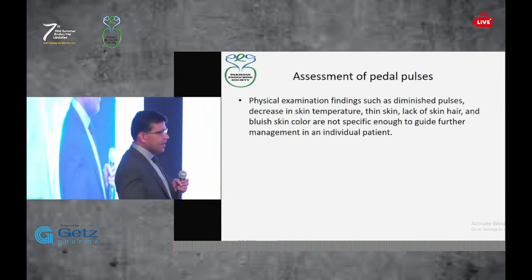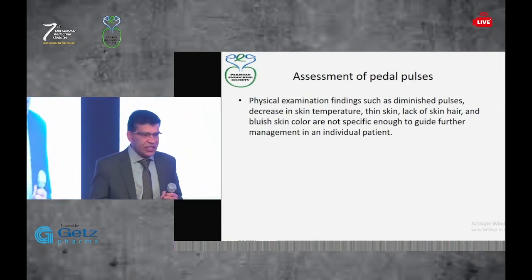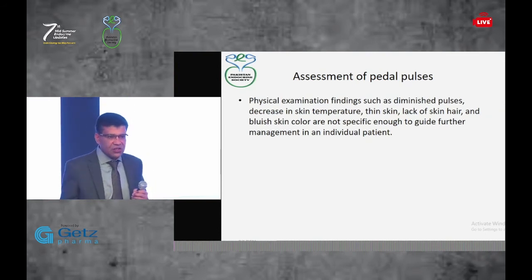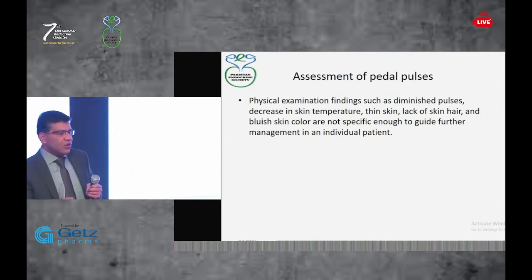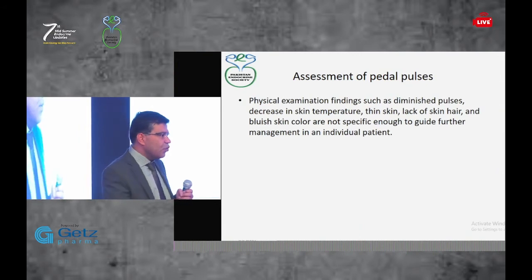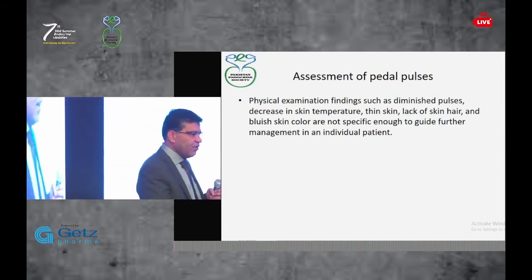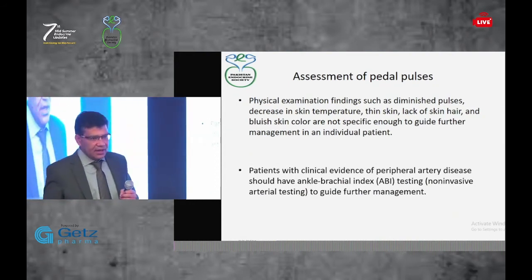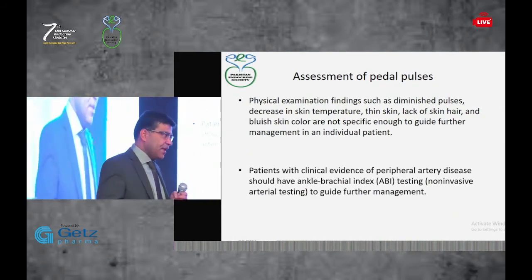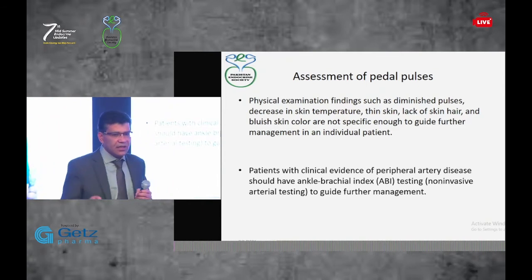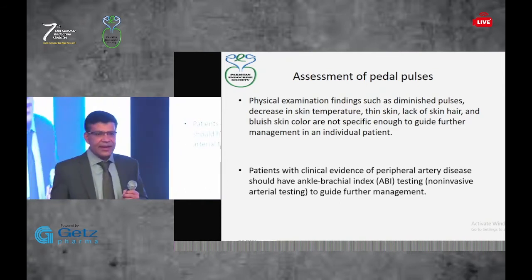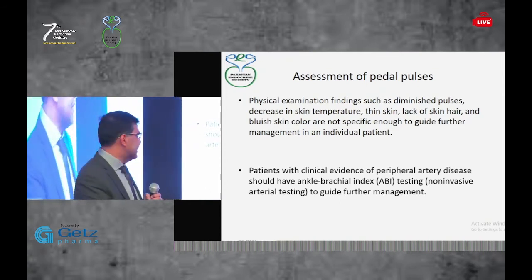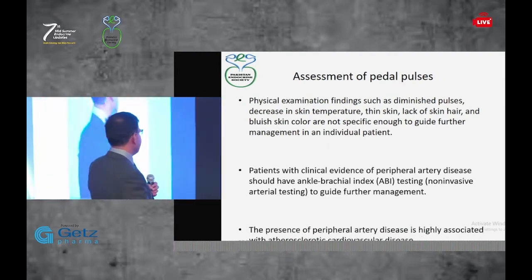Whenever there is peripheral arterial disease, on inspection you can find shiny skin, loss of hair, and you can see bluish discoloration, like gangrene formation. Patients with clinical evidence of peripheral arterial disease should have the ankle-brachial index performed, which we will discuss later to guide further management.